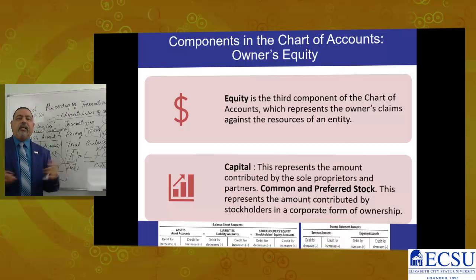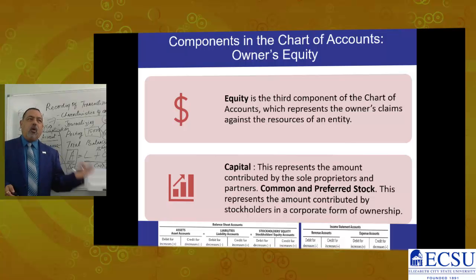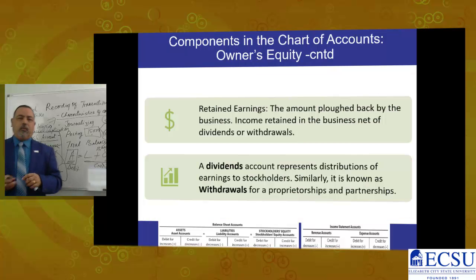So whenever we are accounting for a different form of organization, we have to recognize that we'll be calling it capital if it is a sole proprietor or a partnership. But if it is a corporate form, we'll be calling it common stock. Preferred stock are issued by corporations, but it's not very common. And of course, there is a difference between the two. We will be talking about it when we talk about corporations in detail.